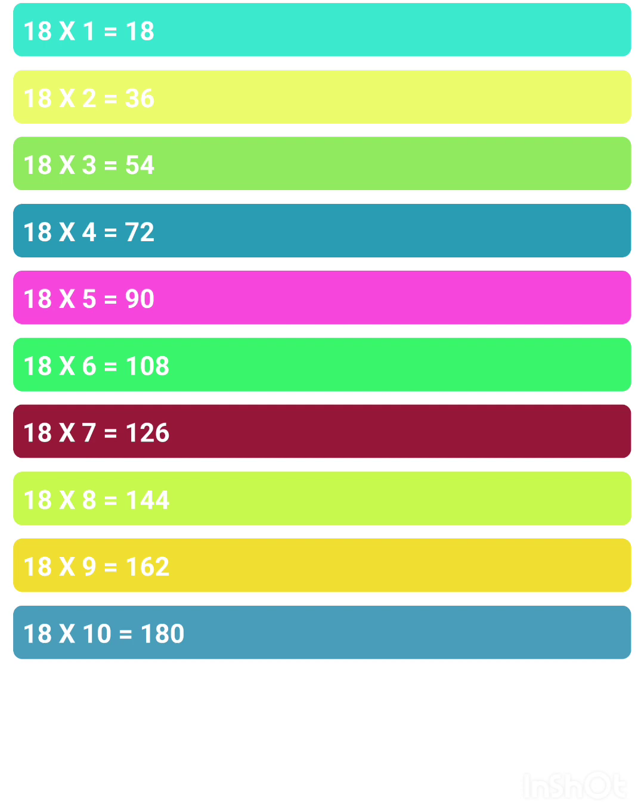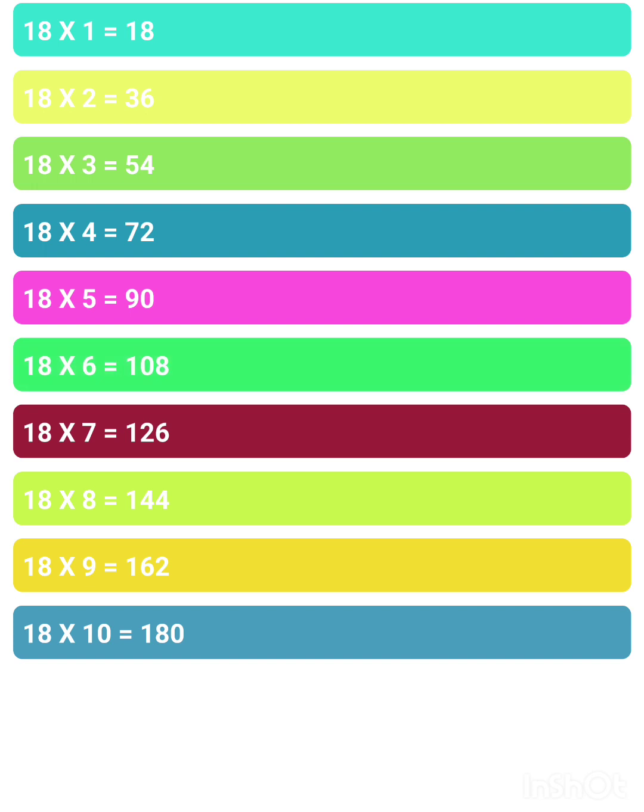Table for 18. 18 ones are 18. 18 twos are 36. 18 threes are 54. 18 fours are 72. 18 fives are 90.